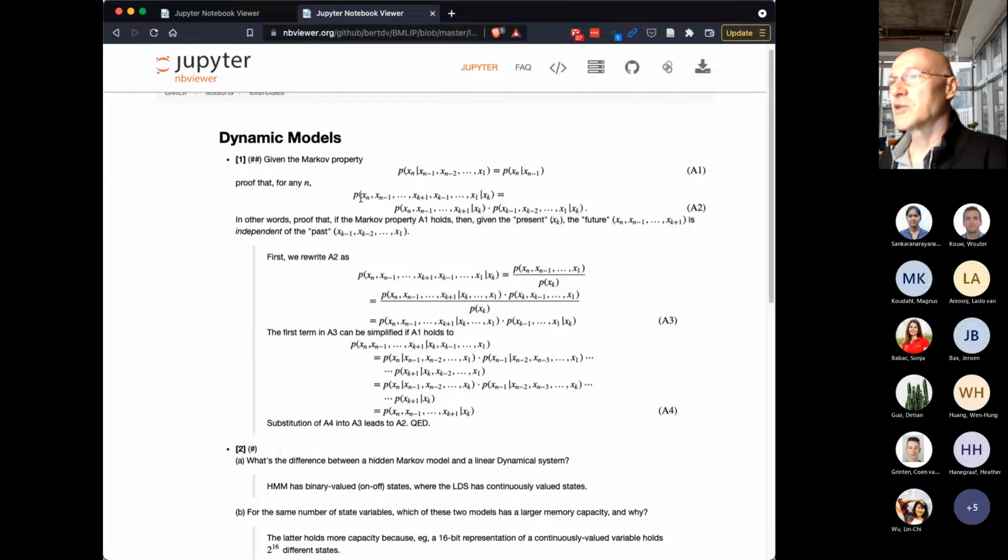Then, if I want to predict all samples given x of k, meaning excluding x of k, right? So from x of k, I want to predict both the future and the past. Then that breaks down into predicting the future from xk and predicting the past from xk. So in words, if this Markov assumption holds, then given the present, the future is independent of the past.